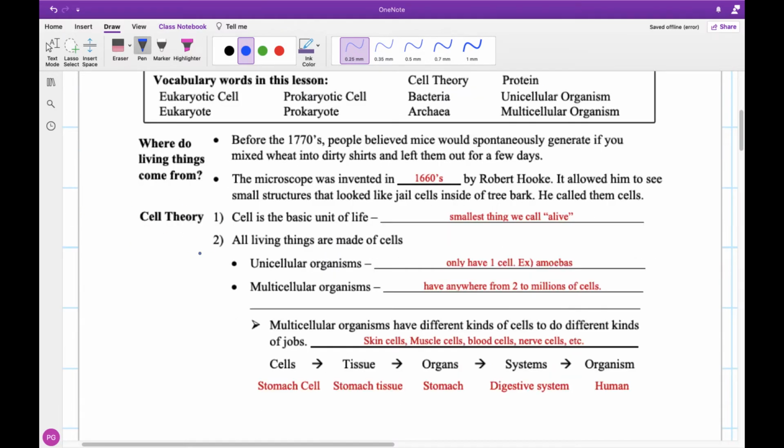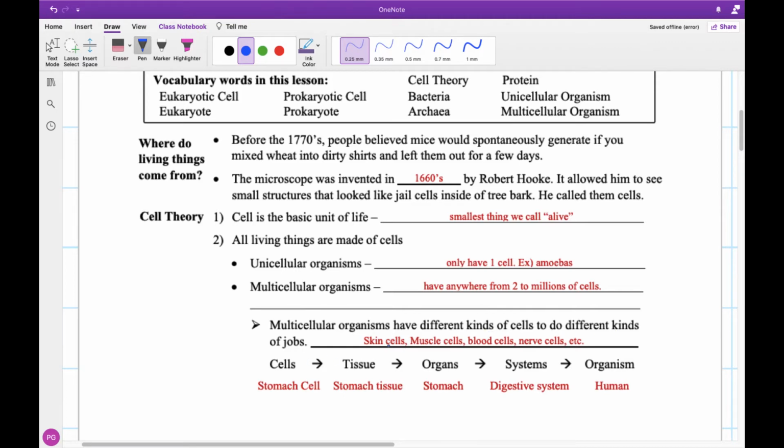Cell theory is this idea started by Robert Hooke and built on by many other scientists. The first idea is that the cell is the basic unit of life, the smallest thing we can call alive. And all living things are made of cells. Some are unicellular, which means they only have one cell, for instance, amoebas or bacteria. Multicellular organisms can have anywhere from 2 cells to millions or even more, as many cells as you can imagine. And multicellular organisms can have different types of cells to do different types of things.